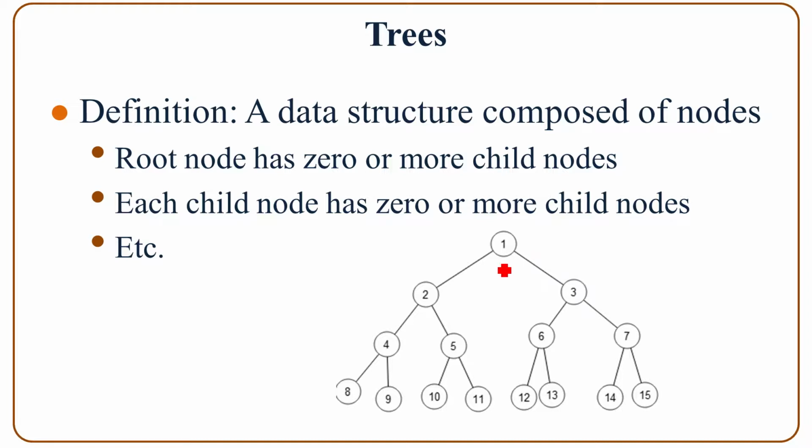So in this example, we can see that the root is the node 1. Node 1 has 2 children, node 2 and 3. Node 2 in its turn has node 4 and 5 as the children, and so on.